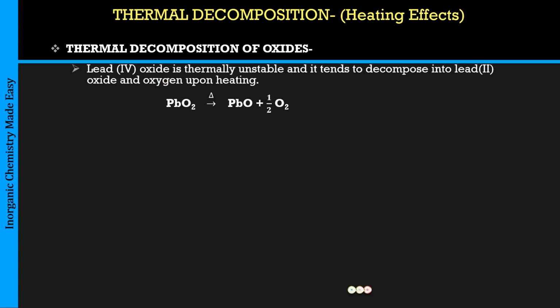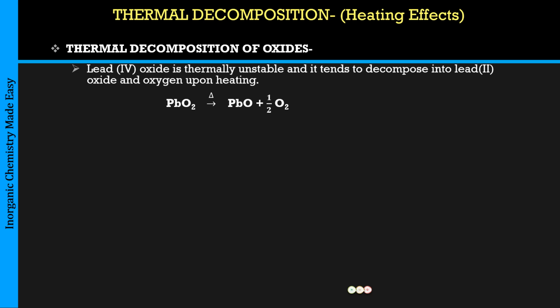So PbO2 or lead 4 oxide is thermally unstable and it tends to decompose to give us lead 2 oxide, that is lead in the +2 oxidation state. So this is going to be PbO. So PbO2 on heating gives us PbO, and along with that oxygen is liberated. Now what type of PbO is formed? This depends upon the temperature of heating.